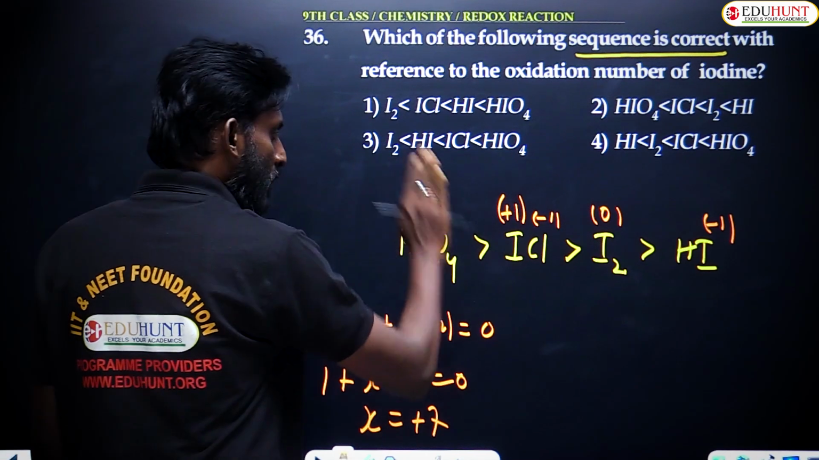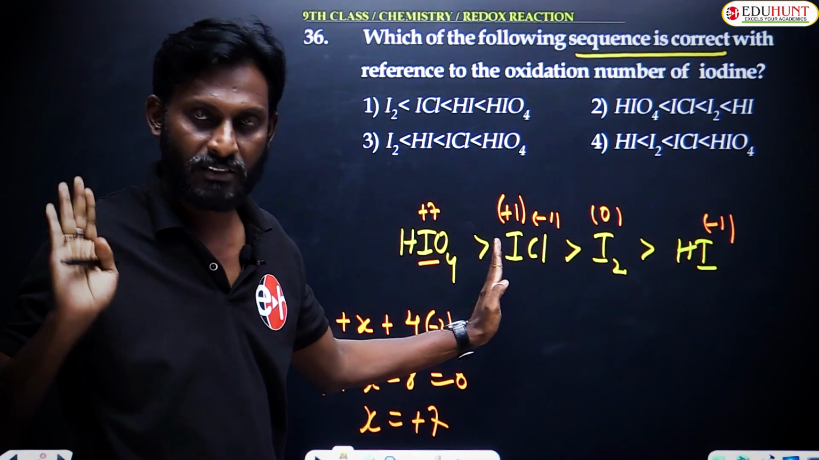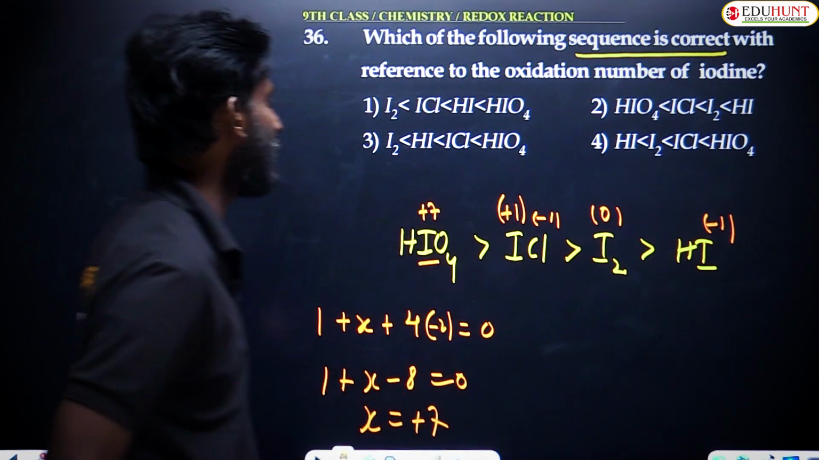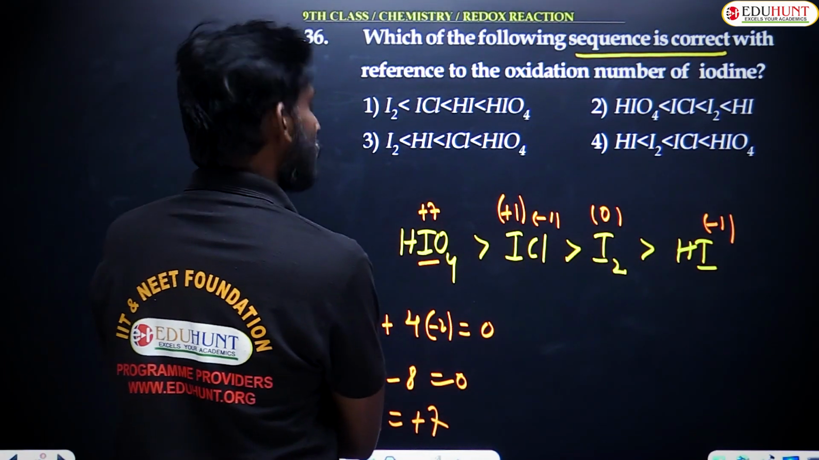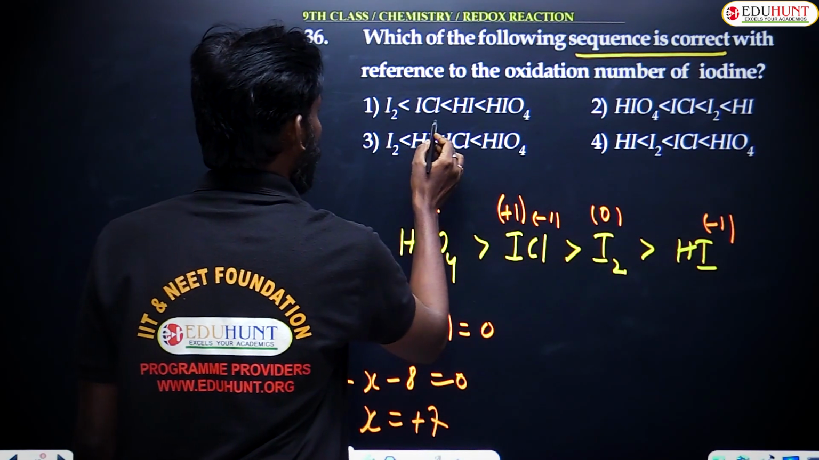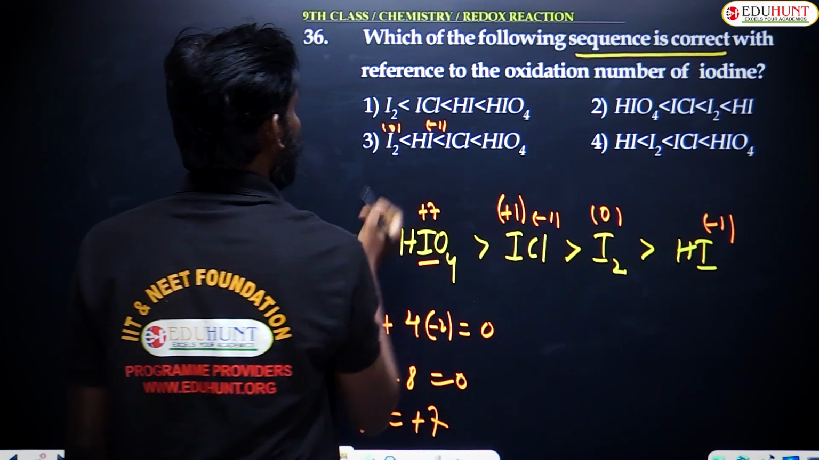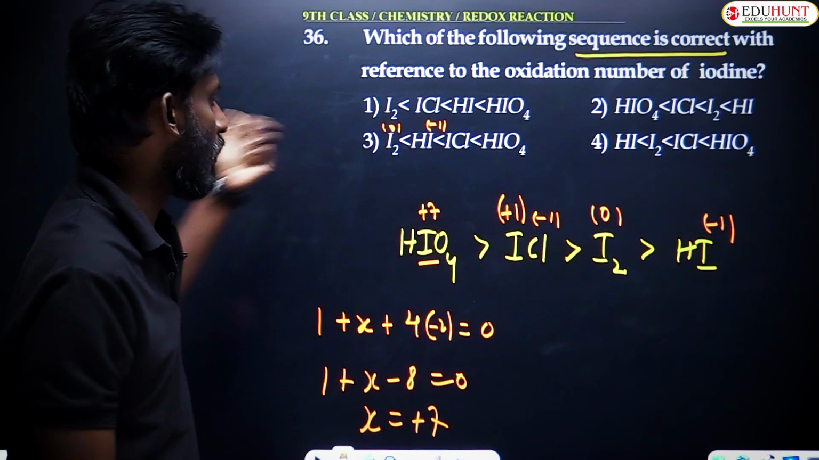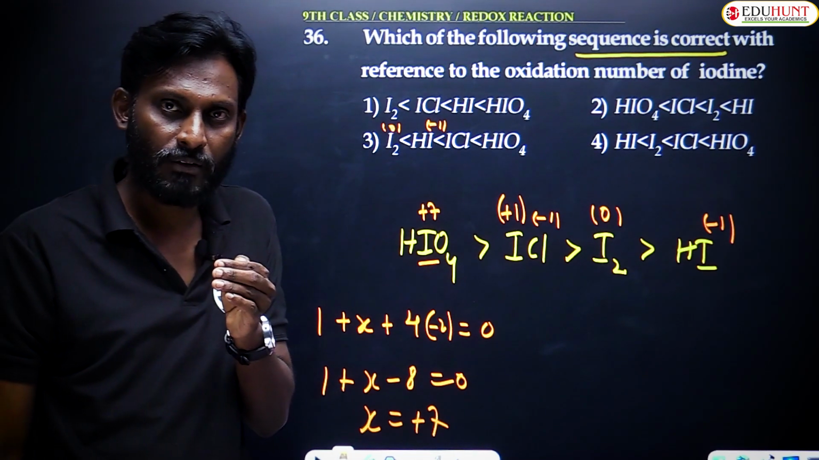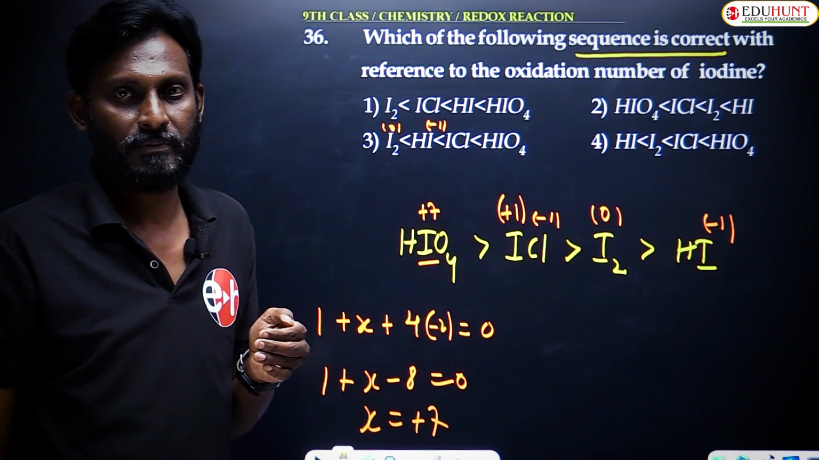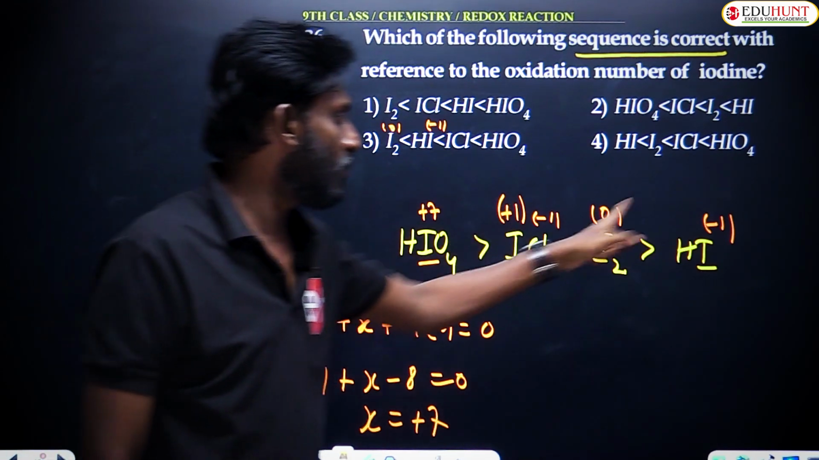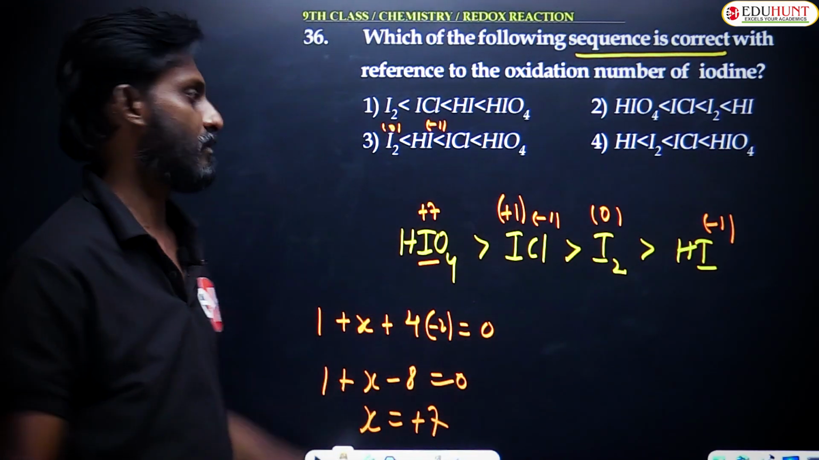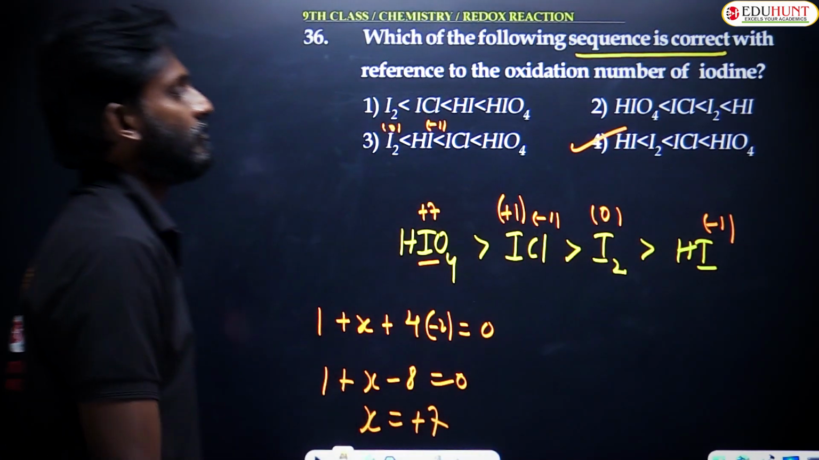So +7 to +1, oxidation number decreased, +1 to 0, decreased, 0 to -1, decreased. So that's the correct sequence. Here the oxidation state of iodine is -1, here it is 0. An option saying that compared to 0, iodine -1 state is more, that is wrong. 0 is more. Compared to -1, 0 is more, right? So 0 to -1, oxidation number decreased. -1 to 0, oxidation number increased. So the fourth option is the correct option.